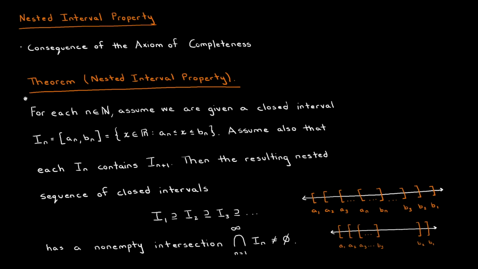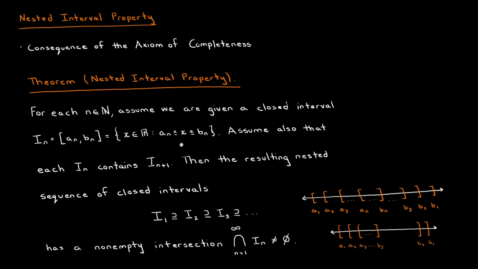So the nested interval property states the following. Let's suppose that for each natural number we're given a closed interval I_n. So I_1, I_2, I_3 and so on. A closed interval from a_n to b_n is just the set of all real numbers x that are between a_n and b_n, including the endpoints a_n and b_n. So notice a closed interval defined in this way can actually never be empty.